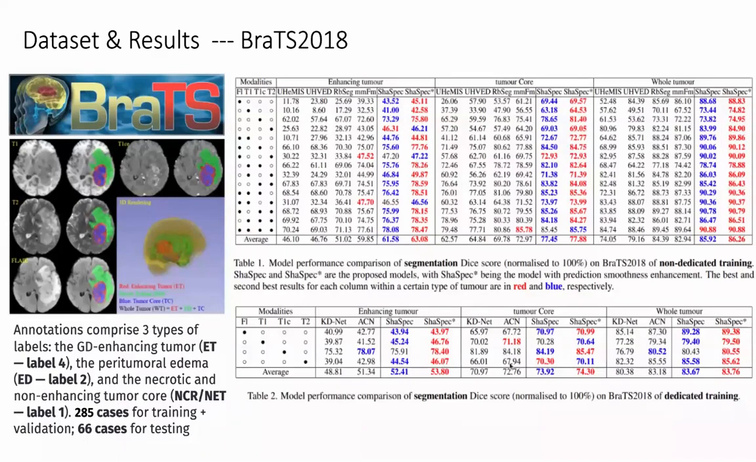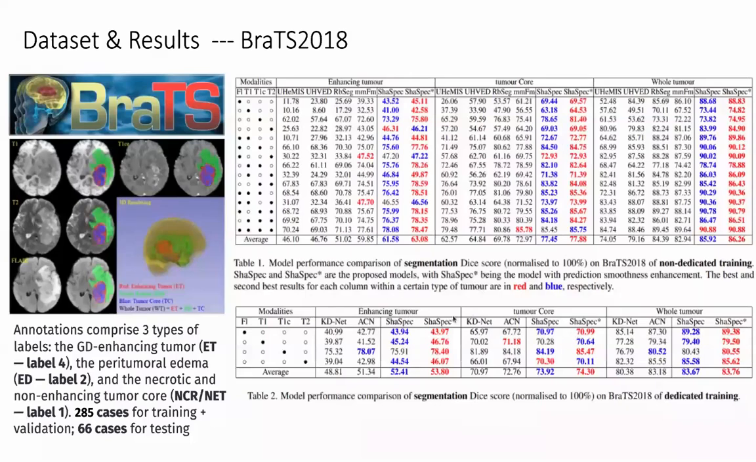On the right are 2 tables. We tried it against existing works, in non-dedicated and dedicated training. The above is non-dedicated training, and the below is dedicated training. For non-dedicated training, we train our model once and test on different individual mixed modality situations. For dedicated training, we train a separate model for each type of mixed modality situation. You can see that in both non-dedicated and dedicated training, our model surpasses the current SOTA model by a large margin.